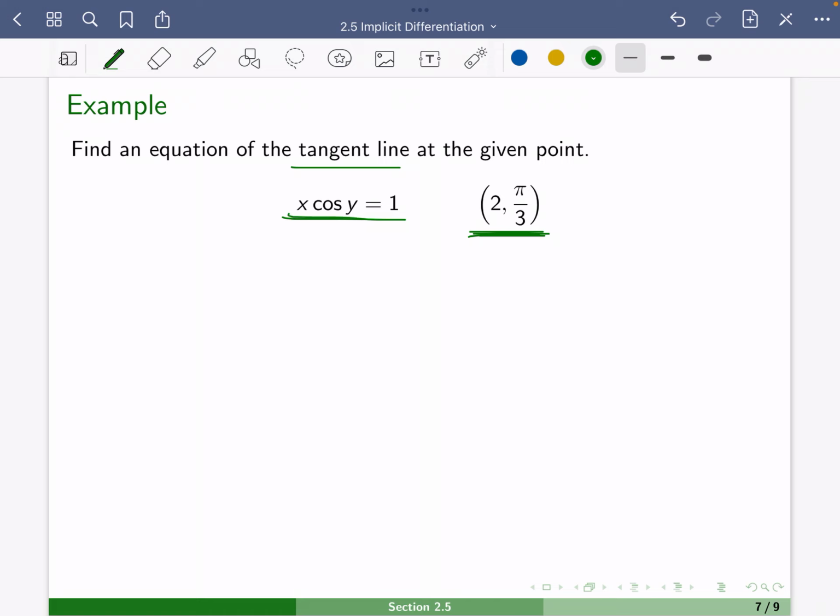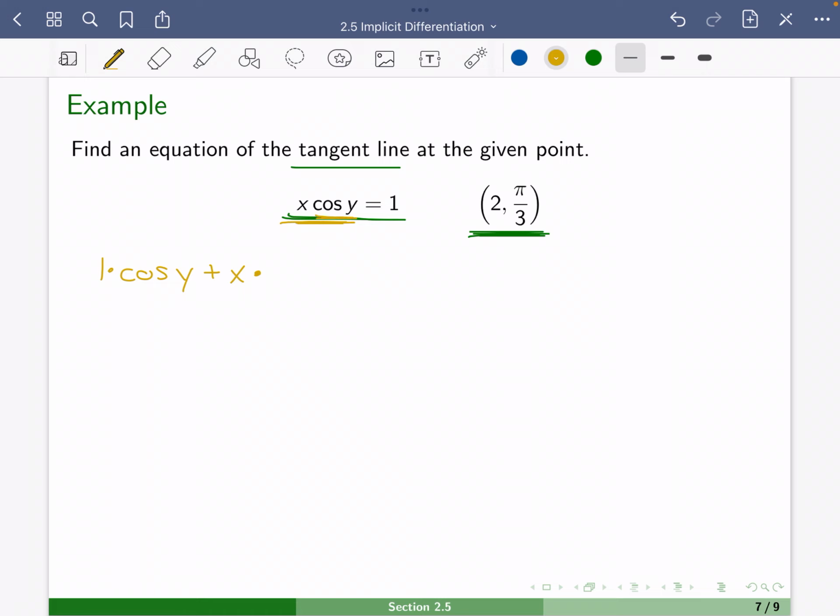Here we have x times cosine of y is equal to 1. So we are going to find that derivative implicitly. So we have a product rule that's going to happen here. So the derivative of the first, derivative of x is 1, times the second, plus the first times the derivative of the second.